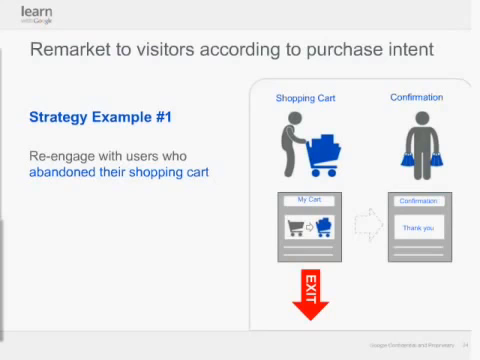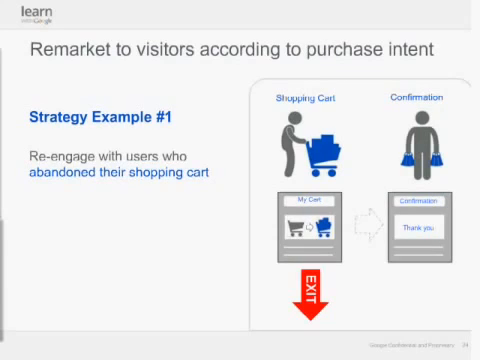So here's an example strategy. Re-engage with users who abandoned their shopping cart. This is probably one of the most used strategies in remarketing today. This customer got to the point where they were just about to do the action that you wanted them to do, whether it be completing a lead form, looking up a store locator, or any other kind of performance metric that you need to accelerate your business. And you can re-engage with them easily.